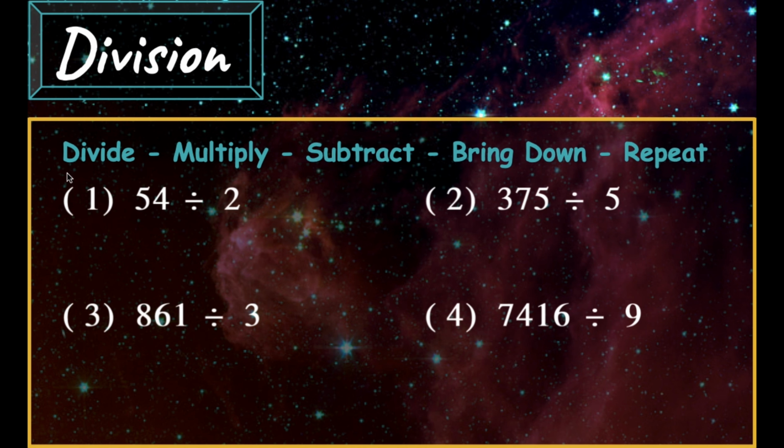At the top of our page we have the steps that we need to take in order to complete a long division problem. First we need to divide, then multiply, then subtract, then bring down the following number, and finally we're going to repeat the process.